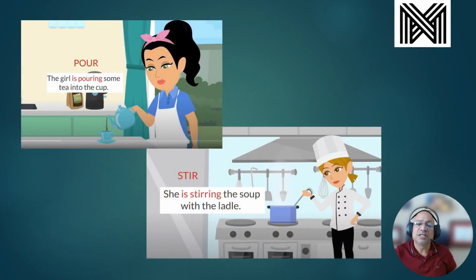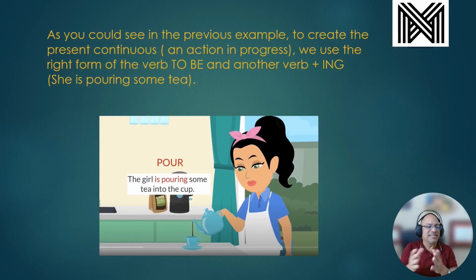Pour. The girl is pouring some tea into the cup. Stir. She is stirring the soup with a ladle. As you could see in the previous example, to create the present continuous, an action in progress, we use the right form of the verb to be and another verb plus the suffix -ing. She is pouring some tea.